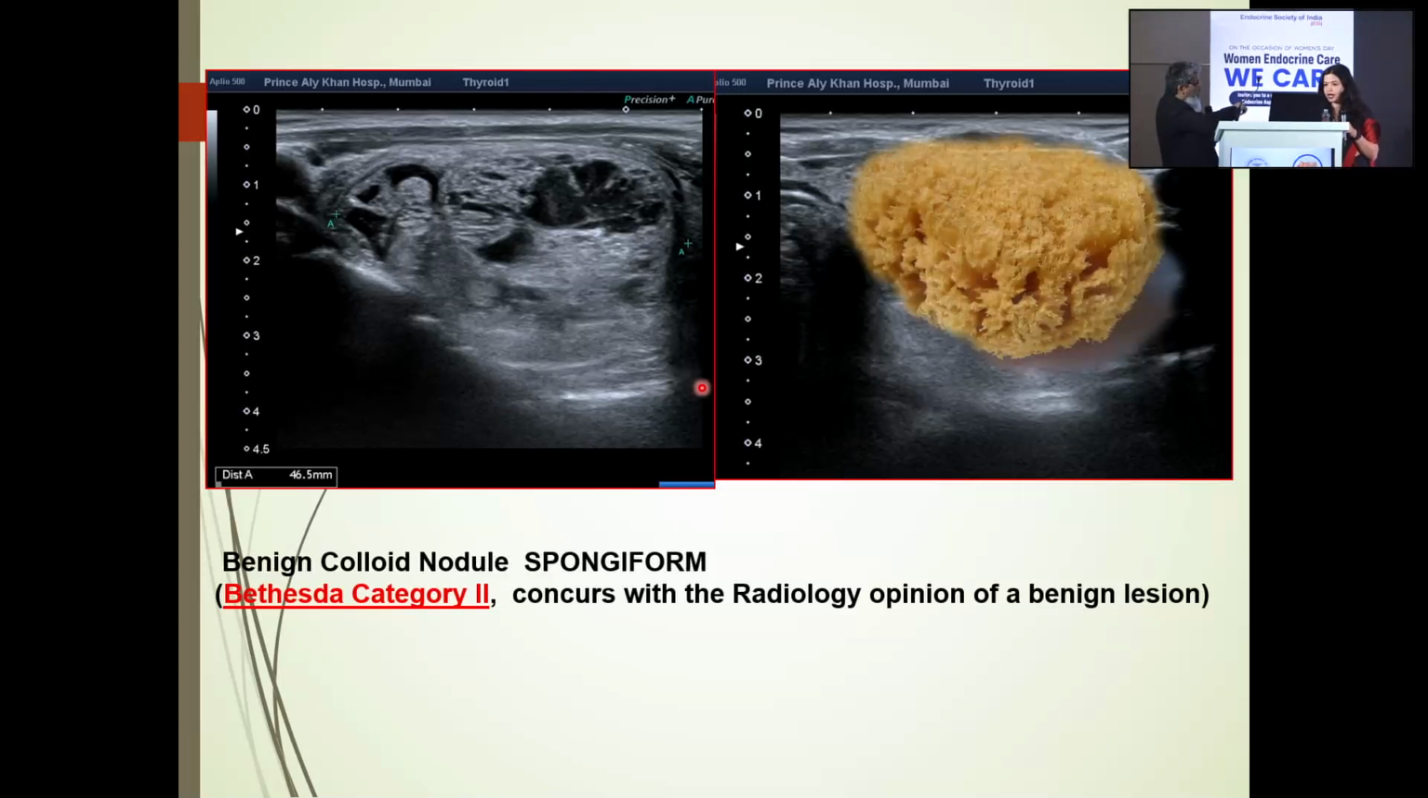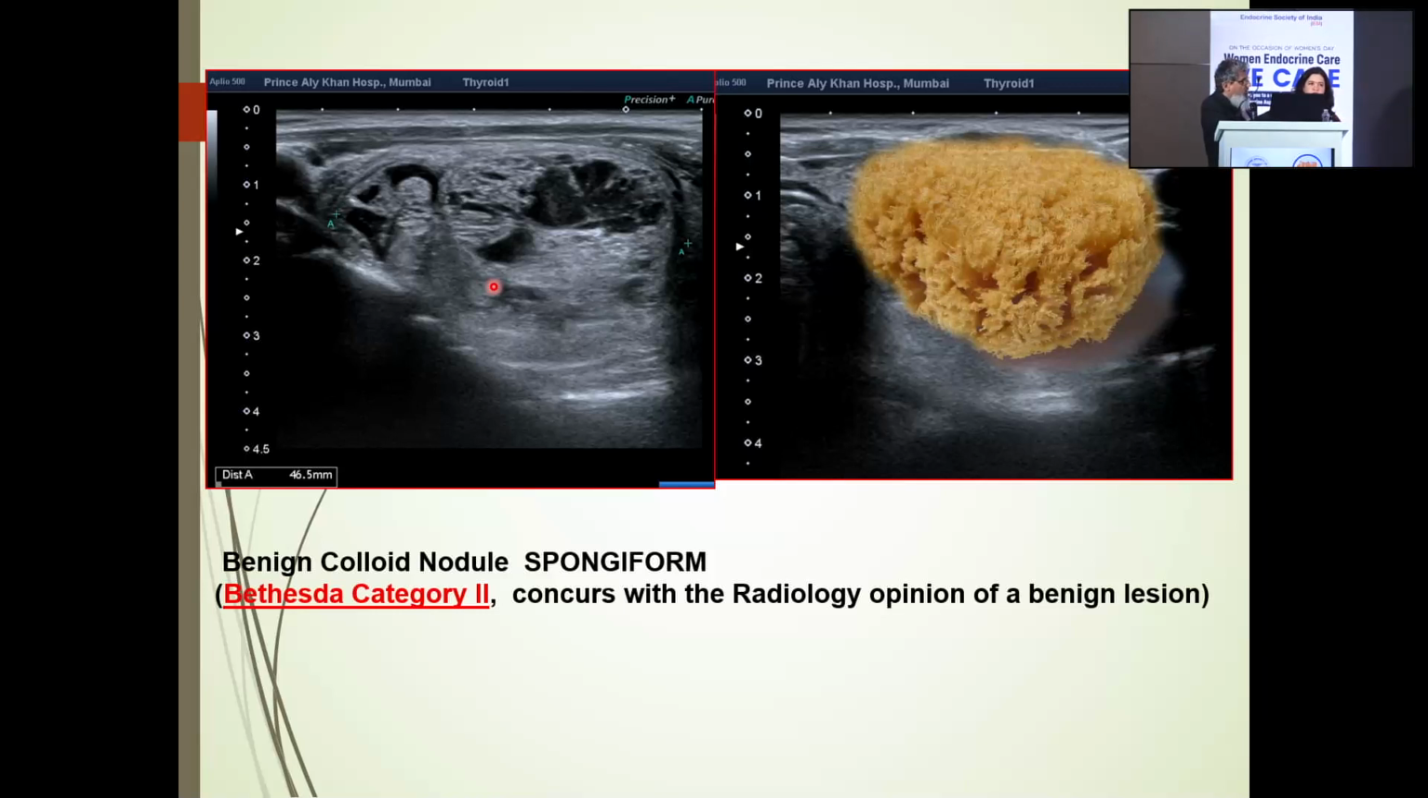So that's how a spongiform would really look. In a spongiform nodule, what we generally want to highlight is whether it is purely spongiform, or whether it is 50% solid and 30% spongiform. This decides the important yardstick by which I can say that if it is a typical spongiform nodule, the chances of it being malignant are very, very low.